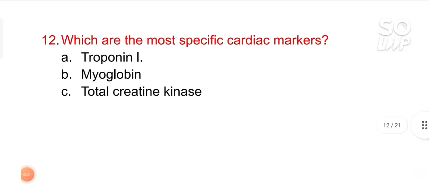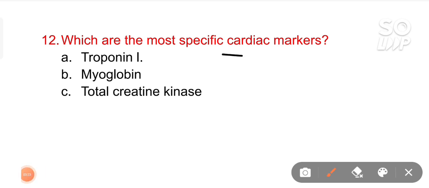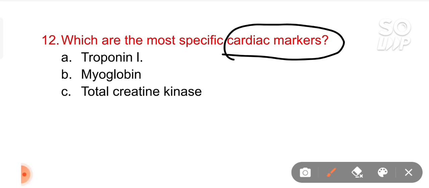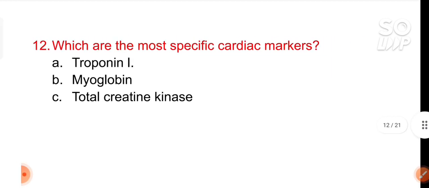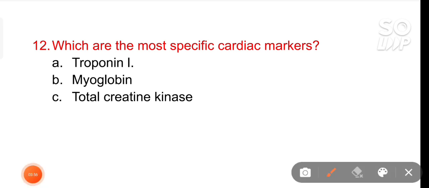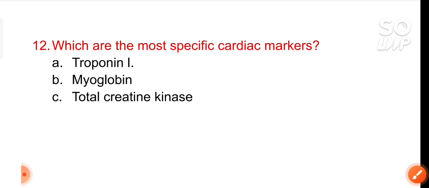The next question is, which is the most specific cardiac marker? Cardiac markers are the markers which give specific information about the cardiac condition or heart functioning. The options are troponin I, myoglobin, total creatine kinase. These three are all cardiac markers, but which is the most specific? The right answer is troponin I. Troponin I is the most specific cardiac marker.